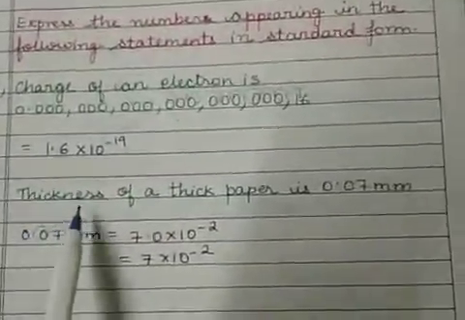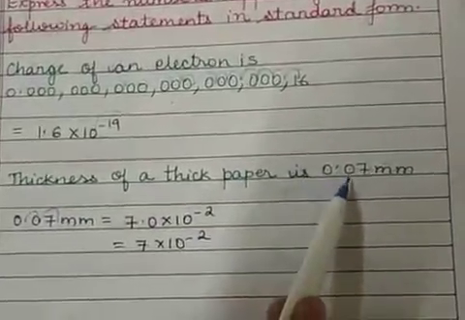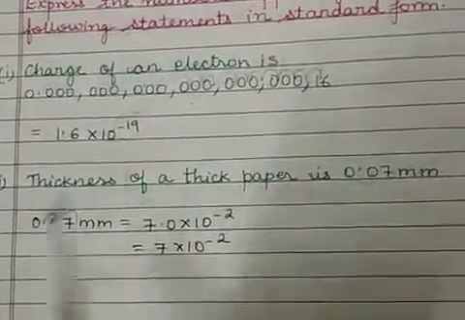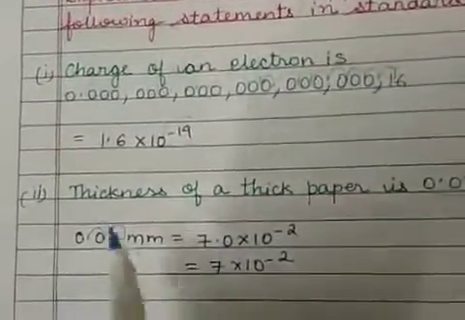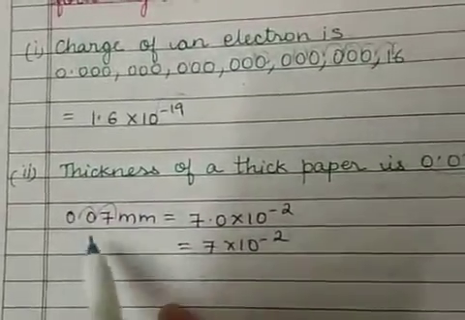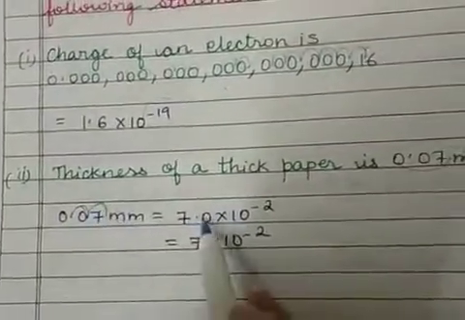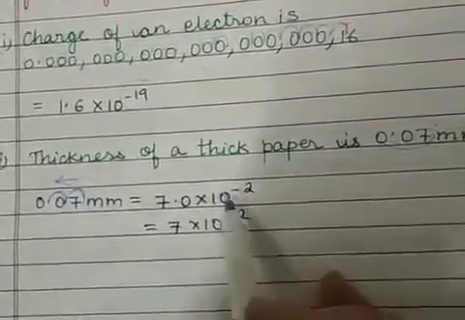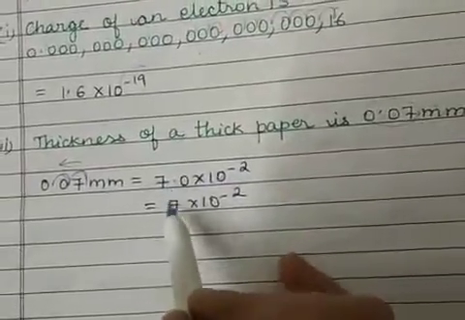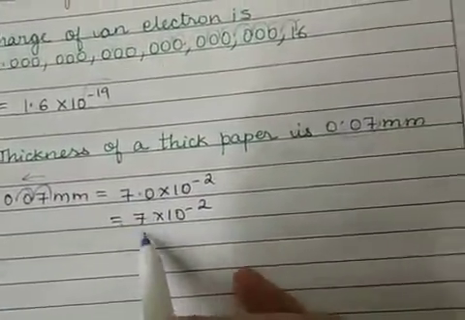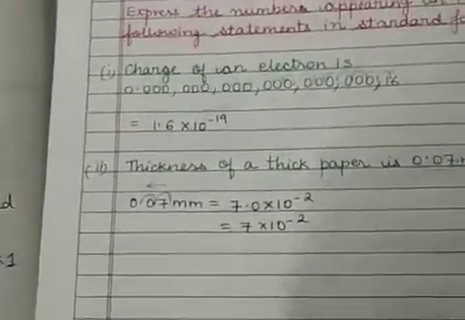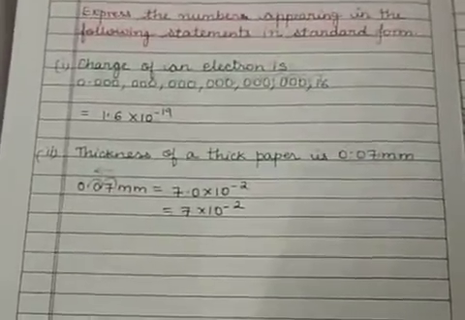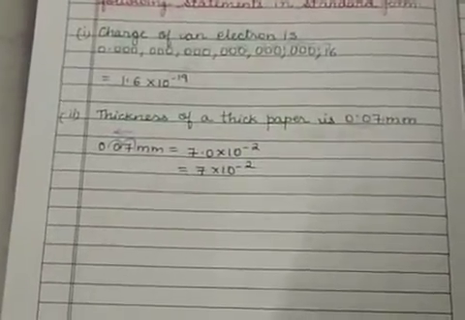Second one, the thickness of a thick paper is 0.07 millimeters. If you have to express this number in the standard form, it is 0.07. If you want 7.0, how many places? 1, 2. So 7.0 multiplied by 10 raised to, to go back you have to go to the left, so 10 raised to minus 2. 7.0 is the same as 7. So this is equal to 7 multiplied by 10 raised to minus 2. So these are the different types of problems and concepts in the chapter powers and exponents.